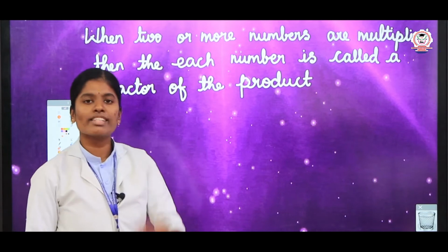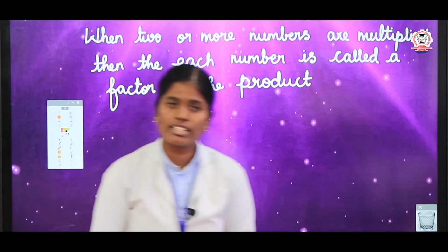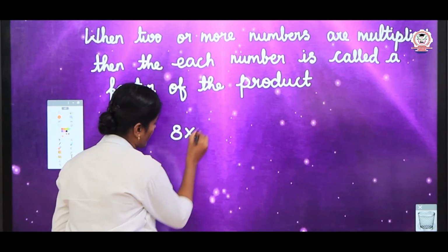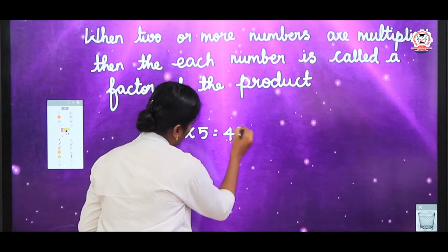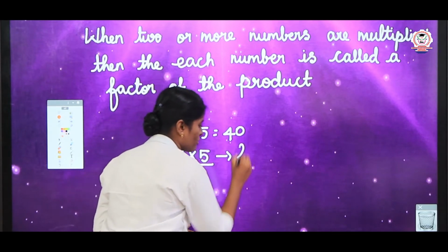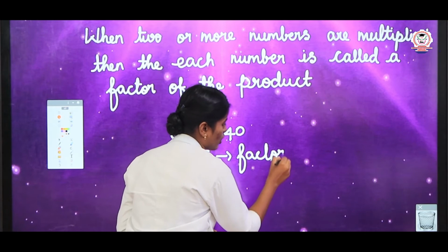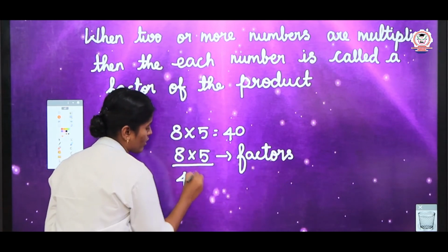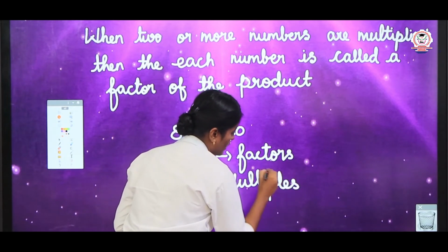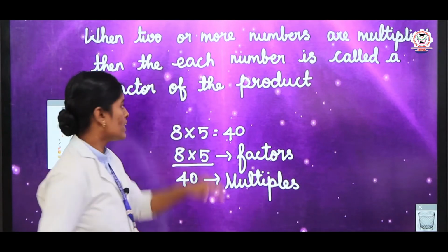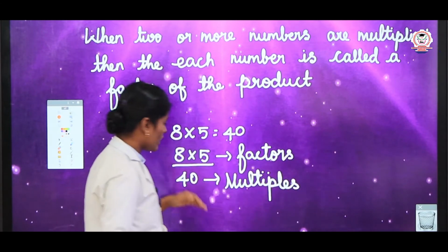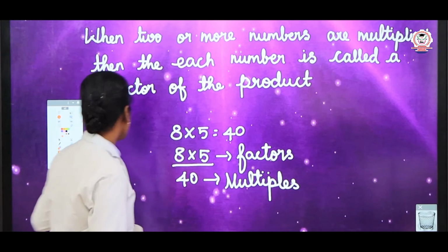Listen here children, for example, if you take 8 fives, what is the answer? 8 fives are 40. Here 8 and 5 are factors, and 40 is called the multiple or product. So 8 fives are 40, where 8 and 5 are called the factors and 40 is called the multiple.